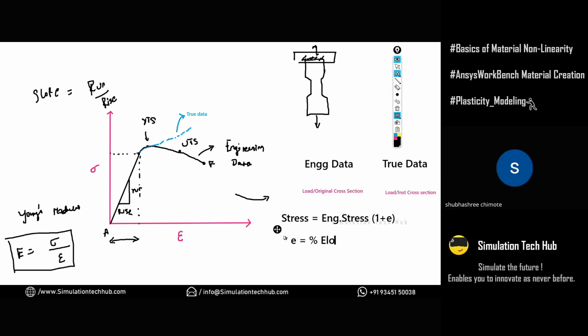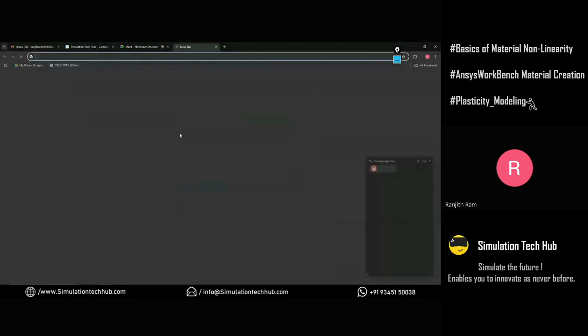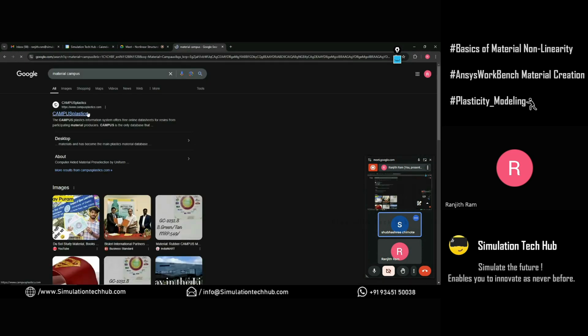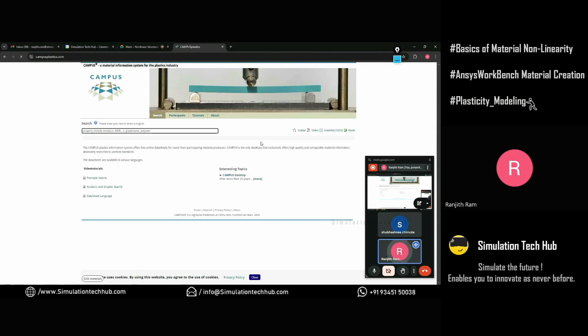What exactly is the percentage of elongation? Percentage of elongation is nothing but the failure limit of a particular material. Let's say PBT.